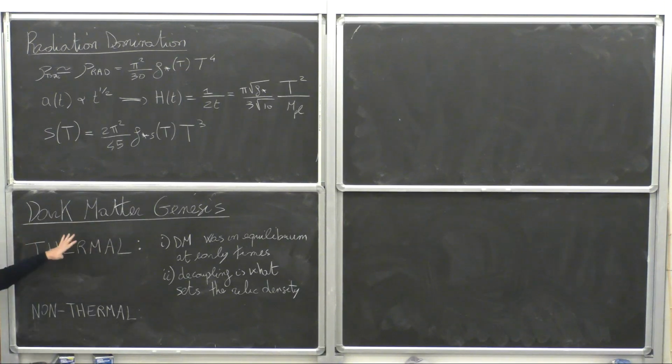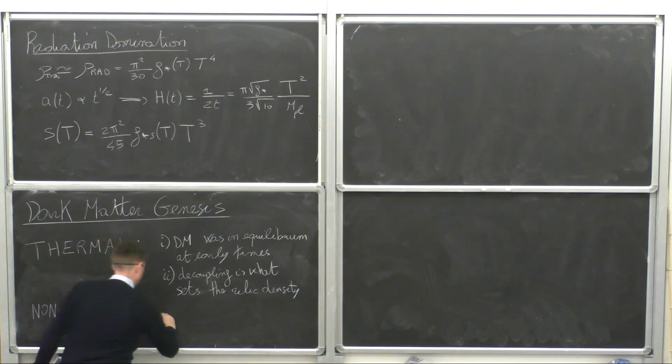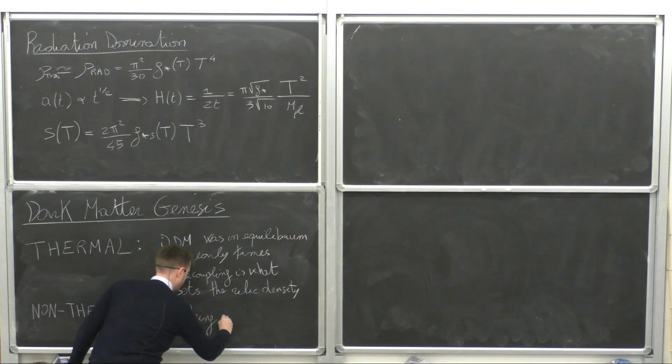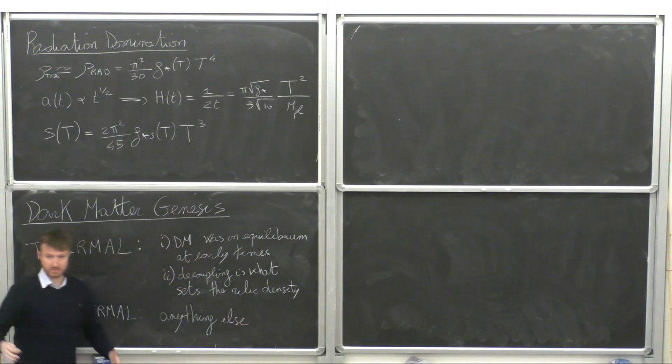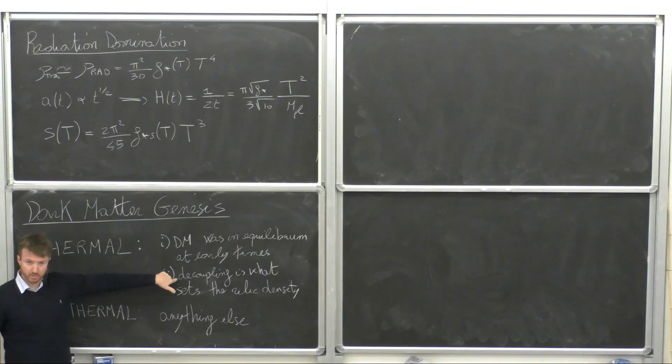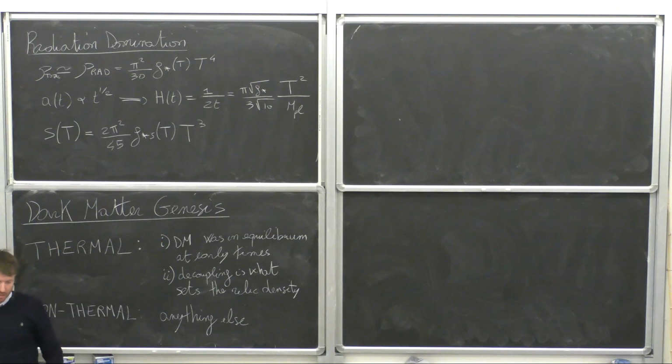Let me complete my classification by saying that I define non-thermal production as anything else, okay? So this is complete. There are no cases I'm missing. Whenever I satisfy these two, I'm doing thermal production. If even one of them is missing, it's automatically non-thermal, okay? So let me give you 3 examples.